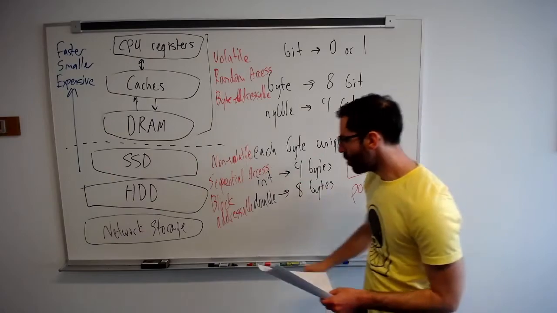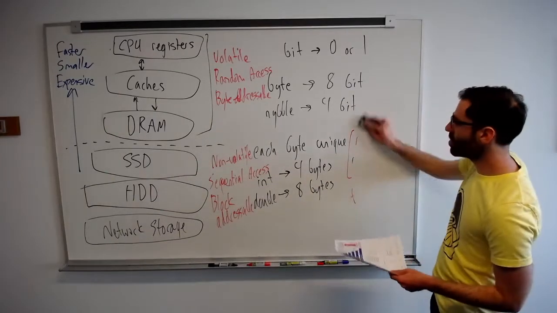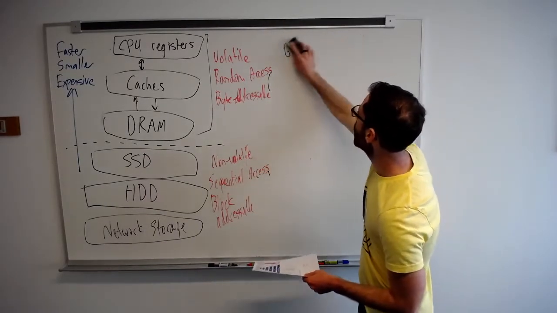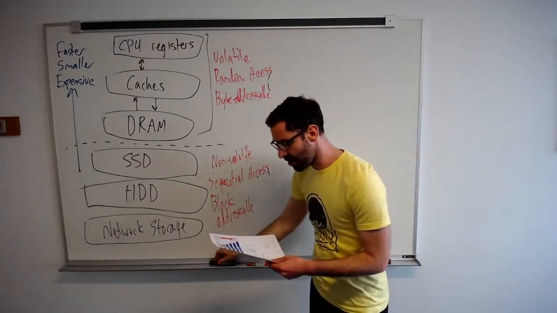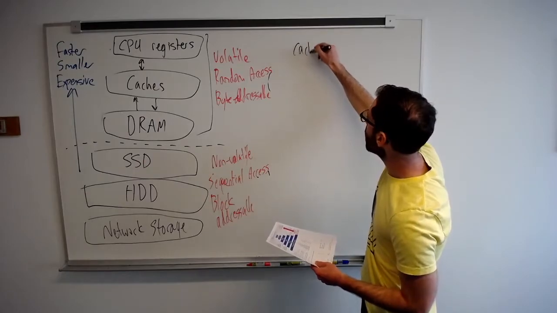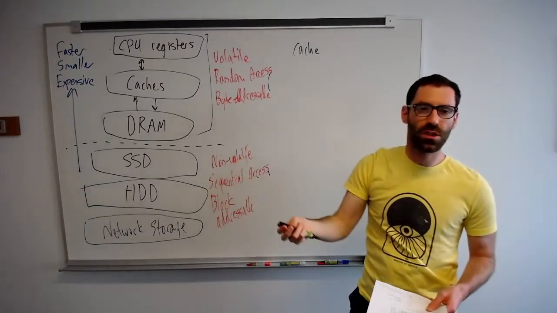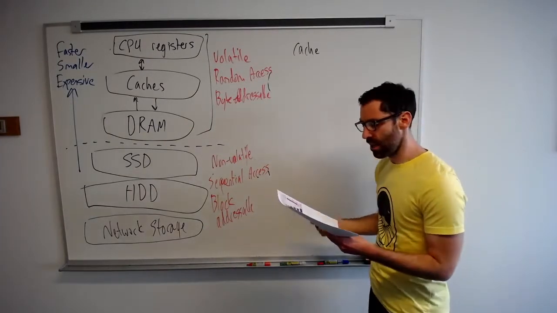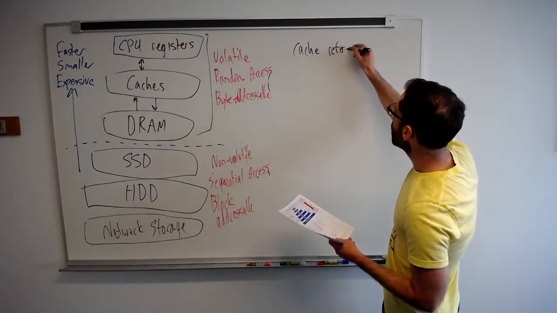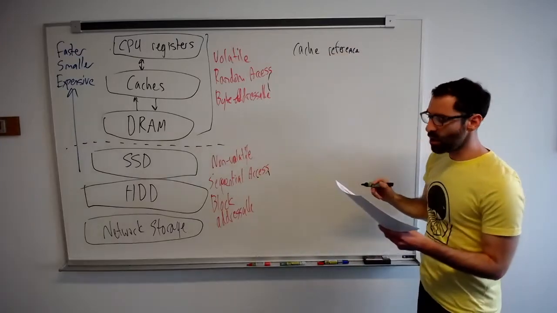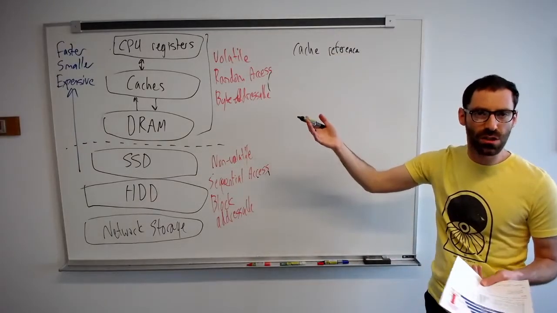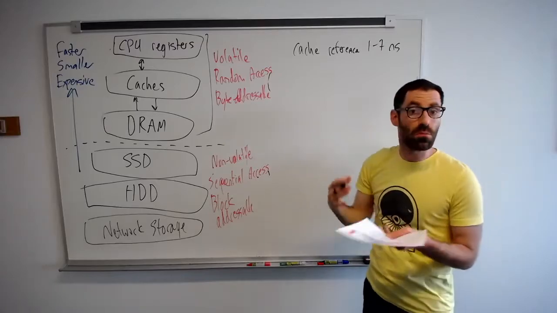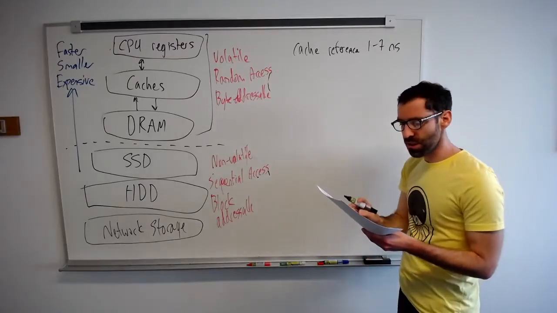All right, so we have this storage hierarchy. Let's put some numbers to how long different types of operations take. Our CPU registers are almost instantaneous. It's a single CPU instruction to access data in a register. A cache reference, as I said, there are multiple levels of caches in most systems, takes something like 1 to 7 nanoseconds. So extremely fast, not quite as fast as registers.